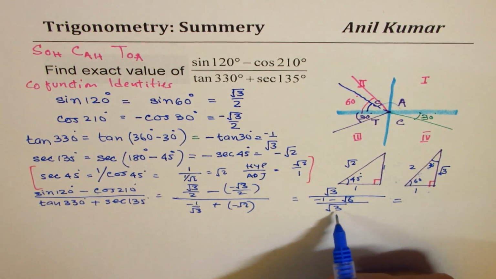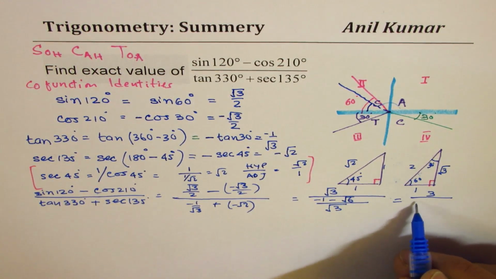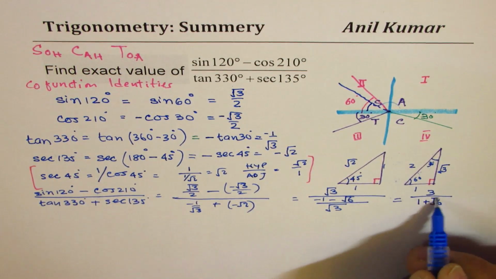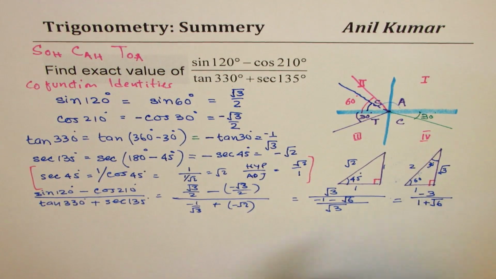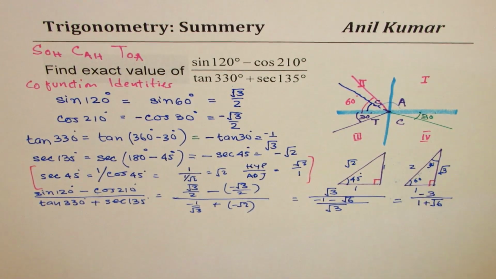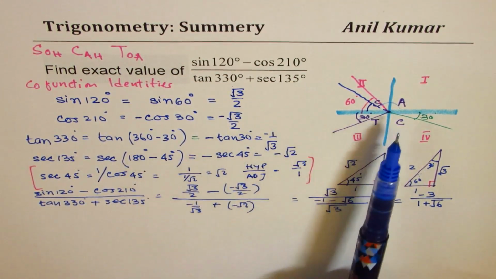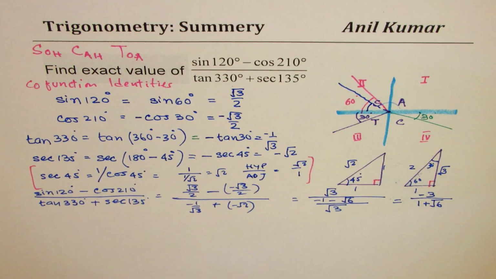Now when you flip this times this is 3 divided by, we could say 1 plus square root 6, but you can take negative outside. Do you see that? So you could see that this expression results into negative 3 over 1 plus square root 6 as your answer, right? So I hope the steps are absolutely clear and you have understood how to apply the rules to get to the exact values related to the related acute angle.